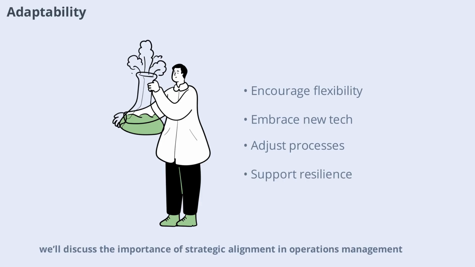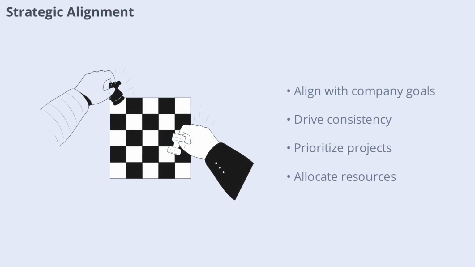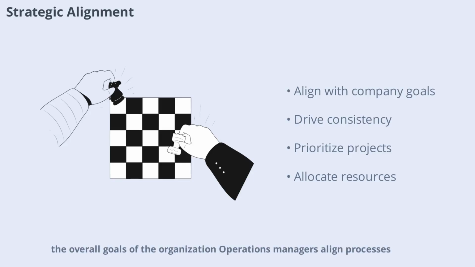Next, we'll discuss the importance of strategic alignment in operations management. Strategic alignment ensures that operations support the overall goals of the organization. Operations managers align processes, resources, and initiatives with the company's mission and vision. This alignment drives consistency, efficiency, and competitive advantage. It also helps prioritize projects and allocate resources effectively. Strategic alignment is achieved through regular communication and collaboration between departments.